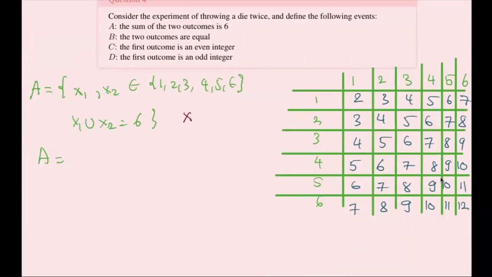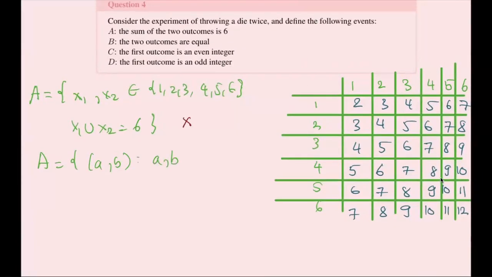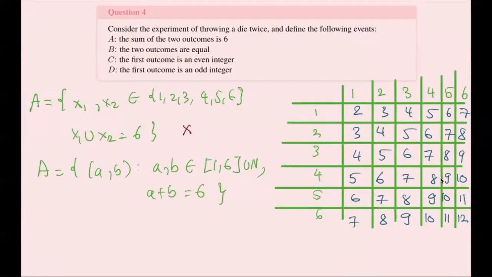The second answer is a set of AB such that AB is in 1 to 6 union N, and then A plus B equal to 6. This makes sense. Instead of this one, you can also write like the set 1, 2, 3, 4, 5, 6. They're equivalent. The interval from 1 to 6, and you only get the natural number. It is the same as this set.